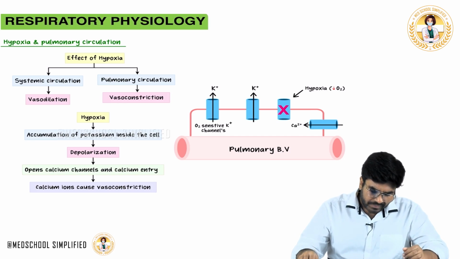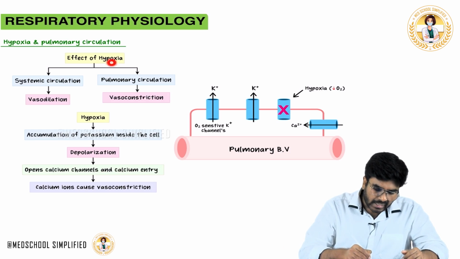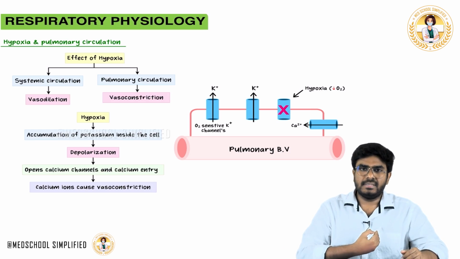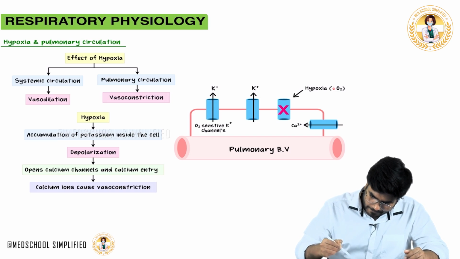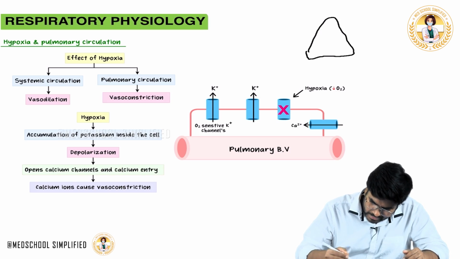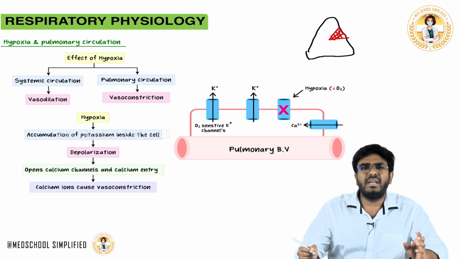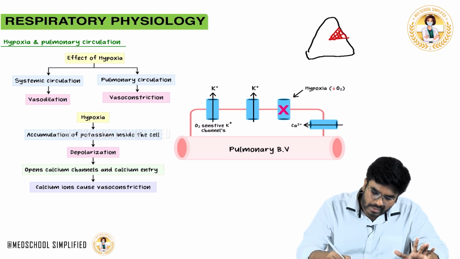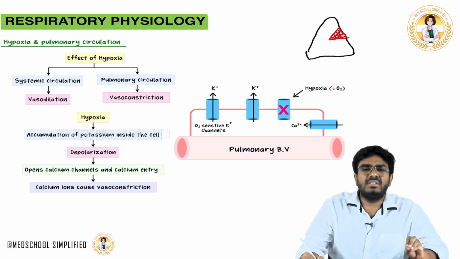Now let's see, in pulmonary circulation, if there is hypoxia. Here is a lung, and in this lung there is one area where there is hypoxia. Hypoxia means that in this area there is no oxygen, or very little oxygen. Let's take it as no oxygen in this area. Now tell me, is there any need for the blood to go to this area?